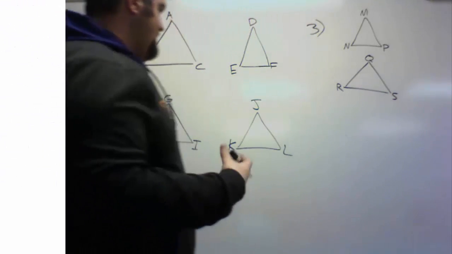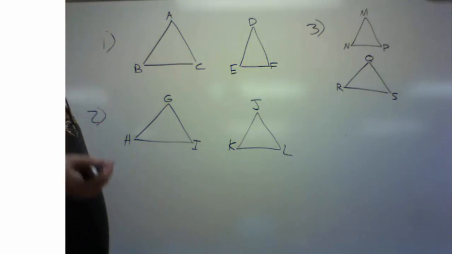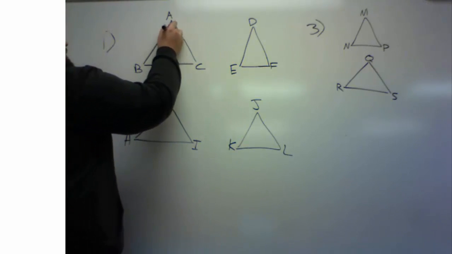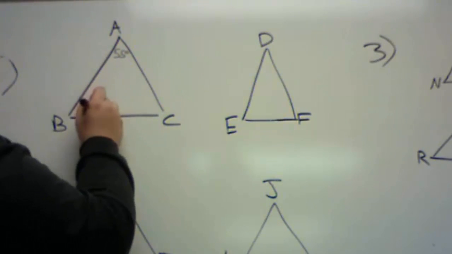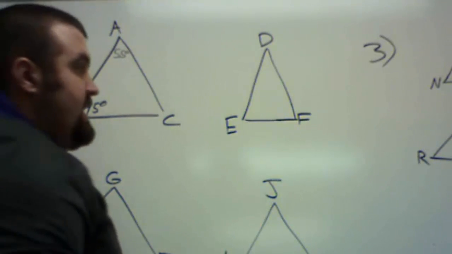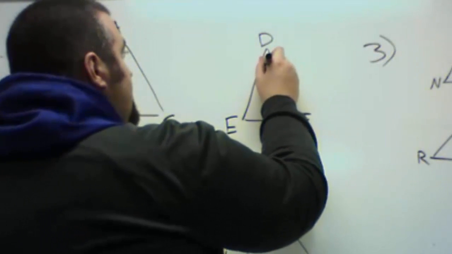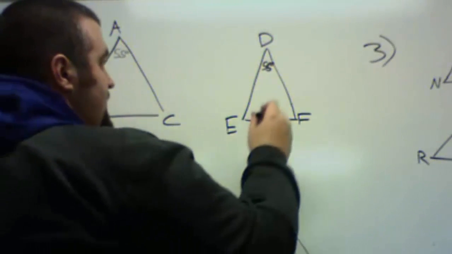Alright, now that I have my 6 triangles ready to go, now it's all about filling in the information. I see that they say measure of angle A is 55 degrees, and measure of angle B is 45 degrees. Okay, they say measure of angle D is 55 degrees, and they say measure of angle F is 80 degrees.